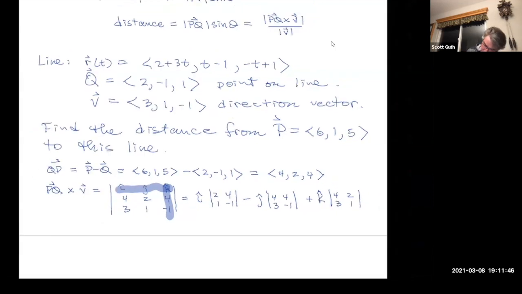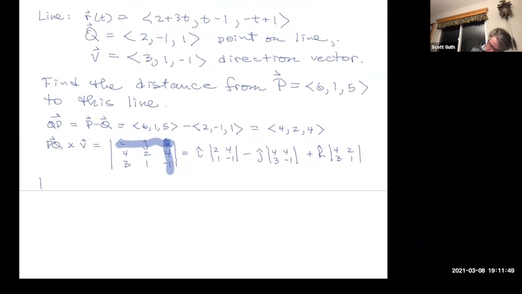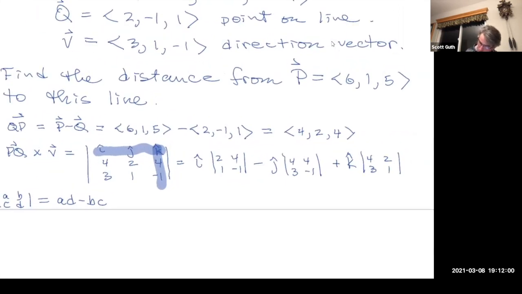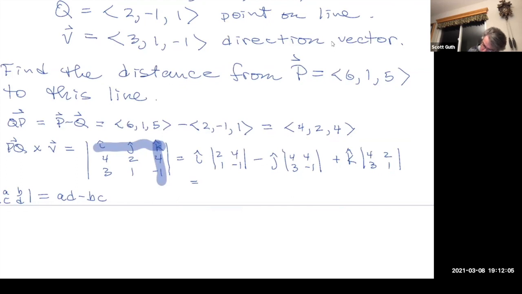Okay, and then as a reminder, how you do a 2 by 2, if it's A, B, C, D, you go diagonally downhill first, then uphill, A, D minus B, C, like that. That's the 2 by 2 minor. So here, I think I can squeeze this in. I've got an I hat, and it's going to be negative 2 minus 4, downhill, then uphill, minus J hat. Here, we're going to have negative 4 minus 12. And then plus K hat. And here, again, downhill, then uphill, 4 minus 6.